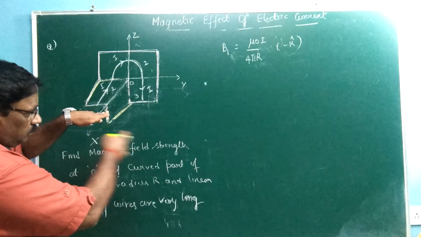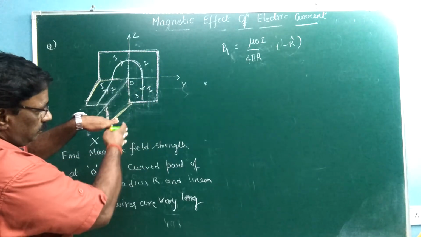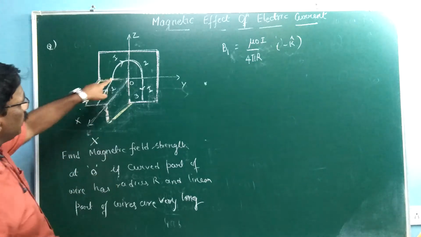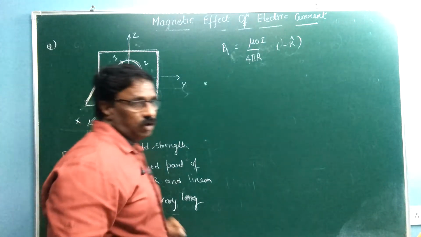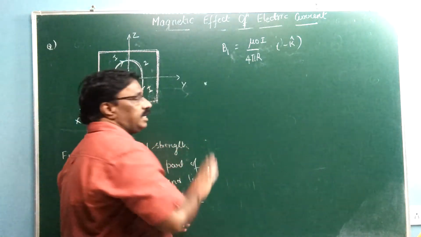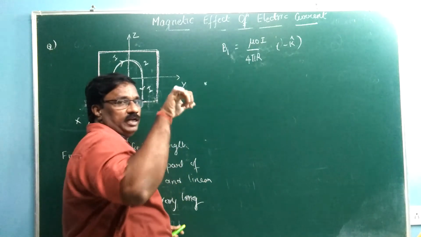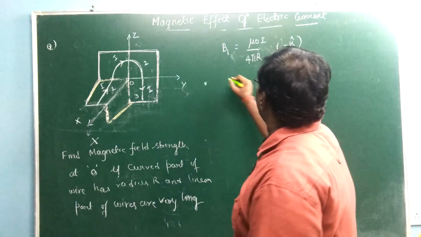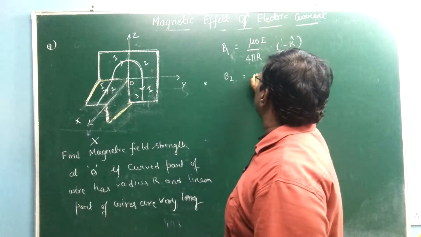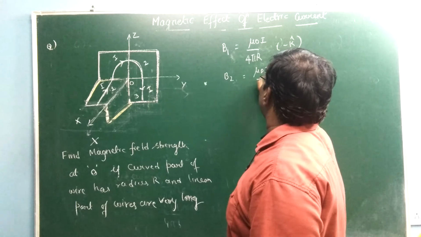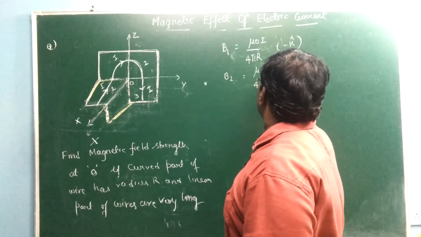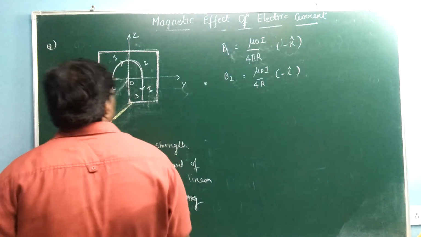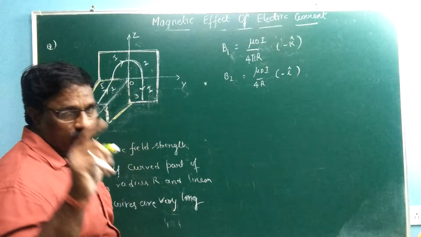Like this, and it is in this manner. You would understand. So this is the first conductor. The second conductor is in the yz plane. Already we know how to give it. The current is clockwise, so the field is into the plane. Into means the negative x direction. So B2 is mu naught I by 4R, so minus I cap. Understood? Why 4R? I said already, it is a circular coil, so pi won't come.